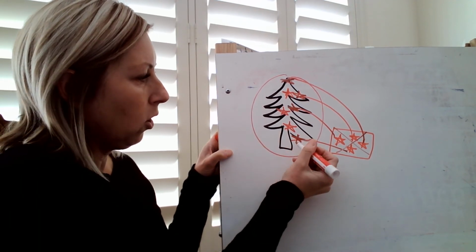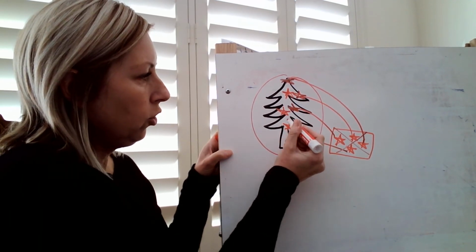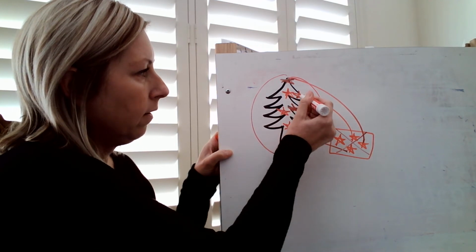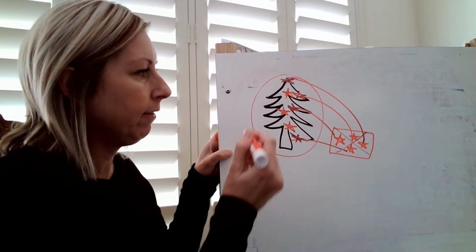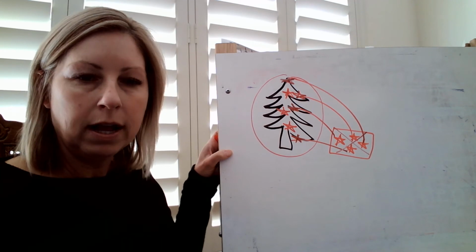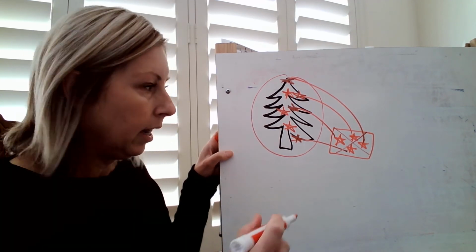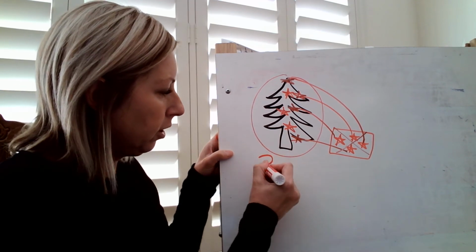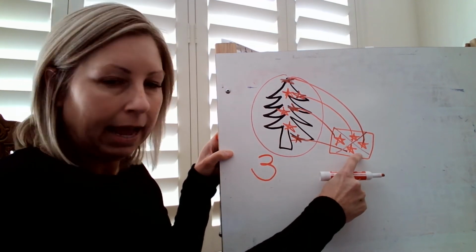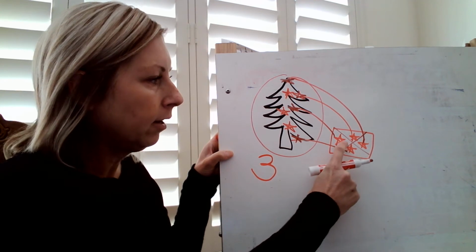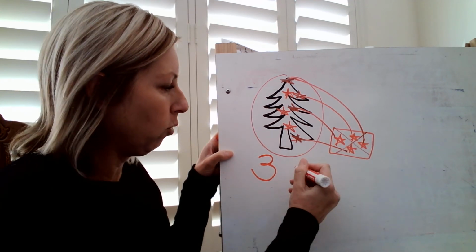So let's count those all together. I had 1, 2, 3, 4, 5, 6, 7. So now I have a total of 7 ornaments. When you go to write a joining addition problem or story problem, I started with my 3 stars. And then how many in my box did I have? I had 1, 2, 3, 4.